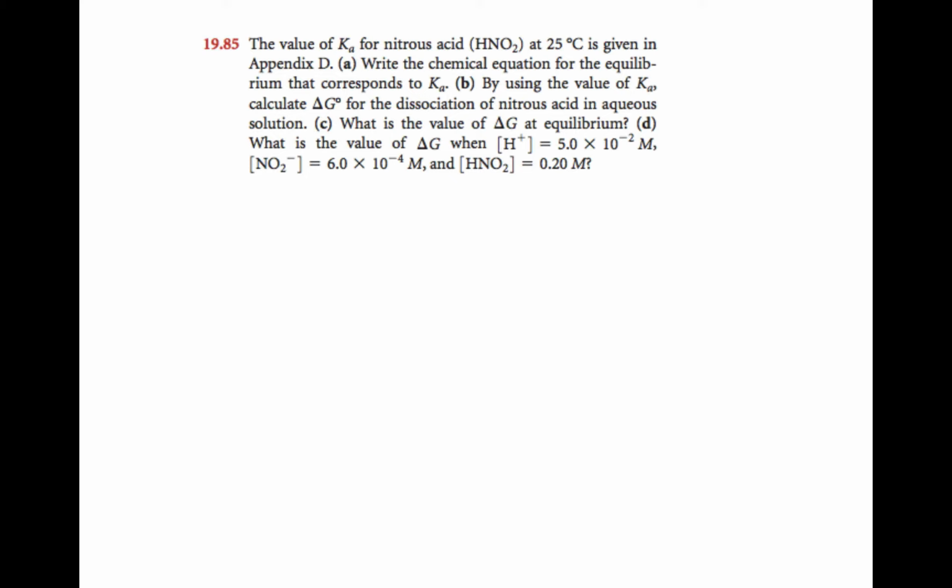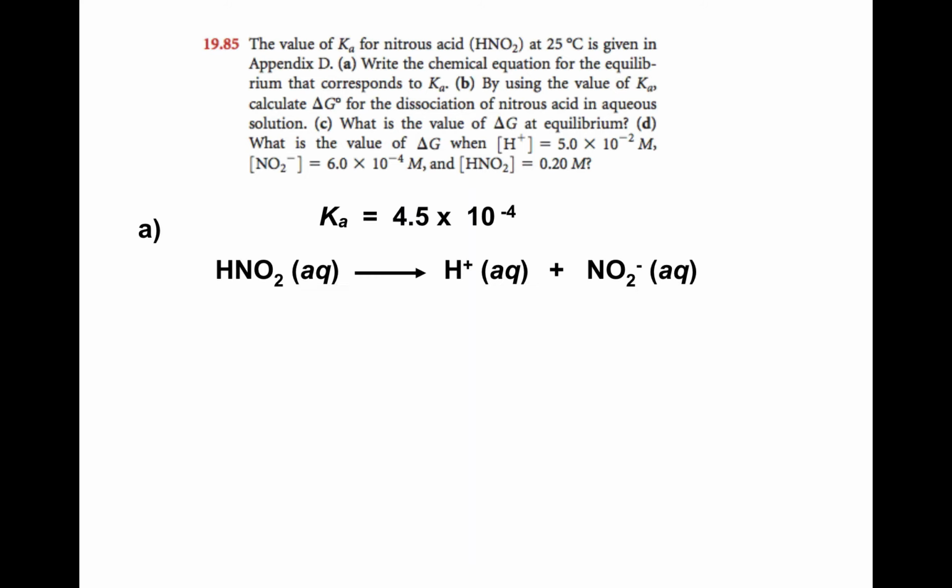The Ka value for nitrous acid is given in Appendix D. Write the equation for the chemical equilibrium that corresponds to a Ka. All right, Ka represents the ionization of a weak acid. B, by using the Ka, calculate the delta G at standard conditions for the dissociation of nitrous acid.